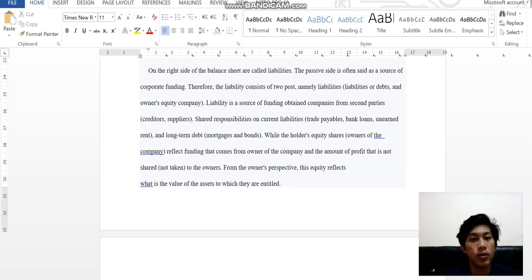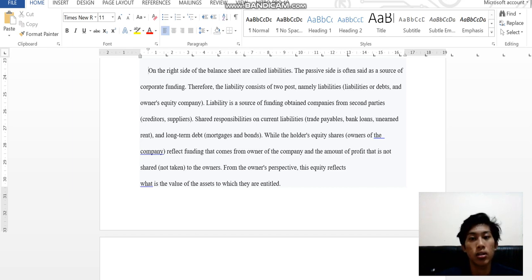On the right side of the balance sheet are liabilities. The passive side is often said to be the source of corporate funding. Therefore, the liabilities consist of two parts, namely liabilities or debts, and owner's equity of the company. Liabilities are a source of funding obtained by companies from second parties: creditors, suppliers, shares. Responsibilities or current liabilities include trade payables, bank loans, unearned rent, and long-term debt, mortgages, and bonds.